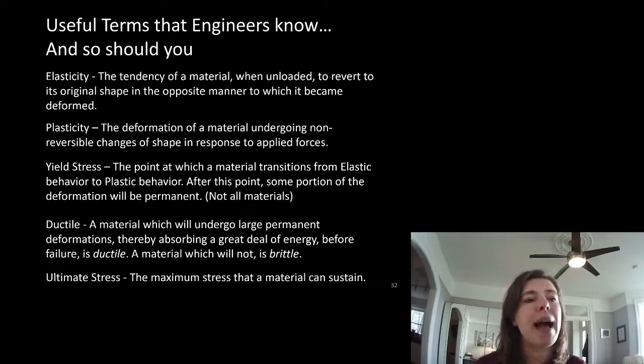Ultimate stress is the maximum stress that a material can sustain. If it is a brittle material, we load it up to the end of the elastic zone, and its ultimate stress is when it hits the end of the elastic zone and it fails. A ductile material, or one with a plastic zone, will experience load and have large-scale deformation up to a point, and then there will be a stress where it actually fails.